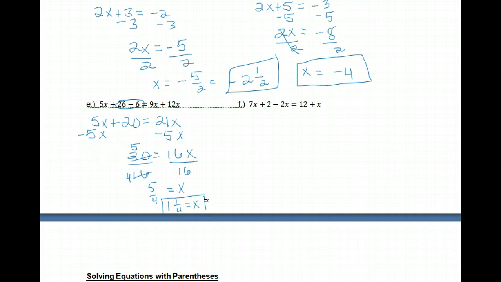Letter F is very similar. Please go ahead and take a second and solve letter F. Pause the recording, and as soon as you are ready, please press play, and we will review together.